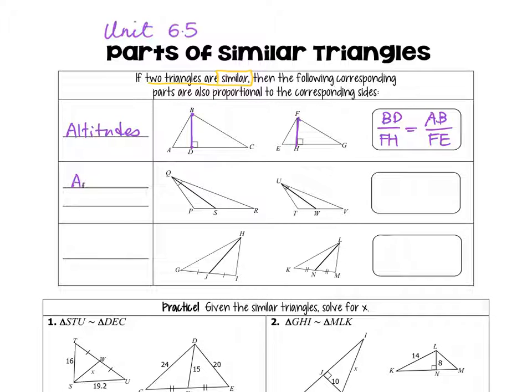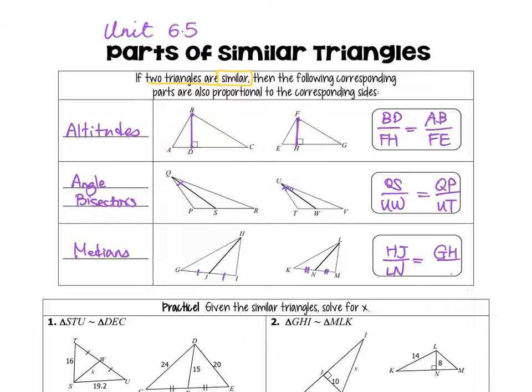Same thing with angle bisectors. So here I have these two angles are congruent, these two angles are congruent. So QS is an angle bisector and UW is an angle bisector, and their ratio should be the same as the ratio of one of the sides, which is QP over UT. Okay, same thing with medians. I have medians right here, and therefore the length of the median, HJ, over the length of the other median, LN, should equal the ratio of one pair of the corresponding sides.